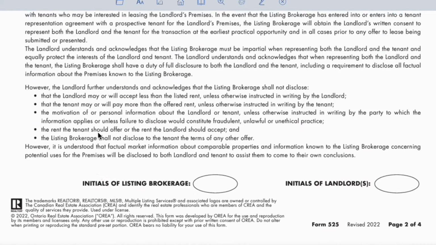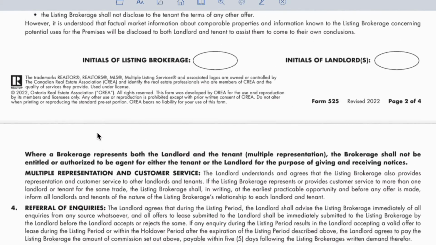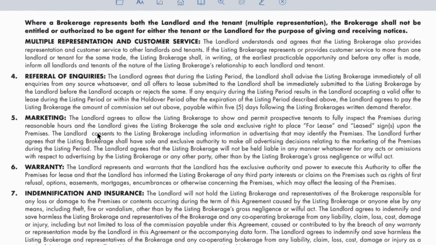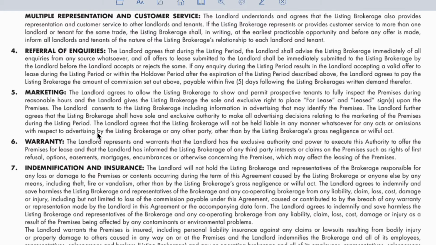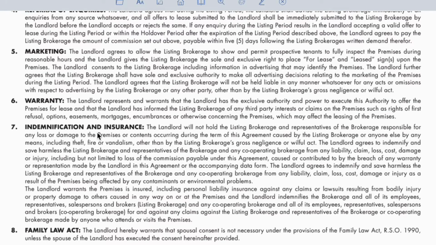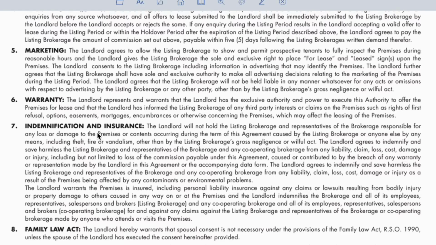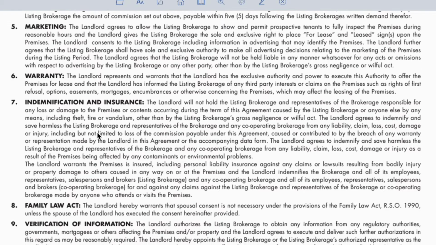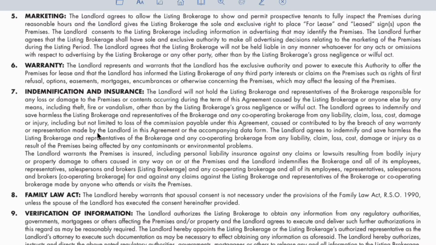Warranty. What is warranty? The landlord represents and warrants that the landlord has exclusive authority and power to execute this authority to offer the premises for lease. He's the owner of the property. Okay, gotcha. Indemnification and insurance, similar, same thing, yes. Family Law Act, the same thing. Verification of information. Correct.